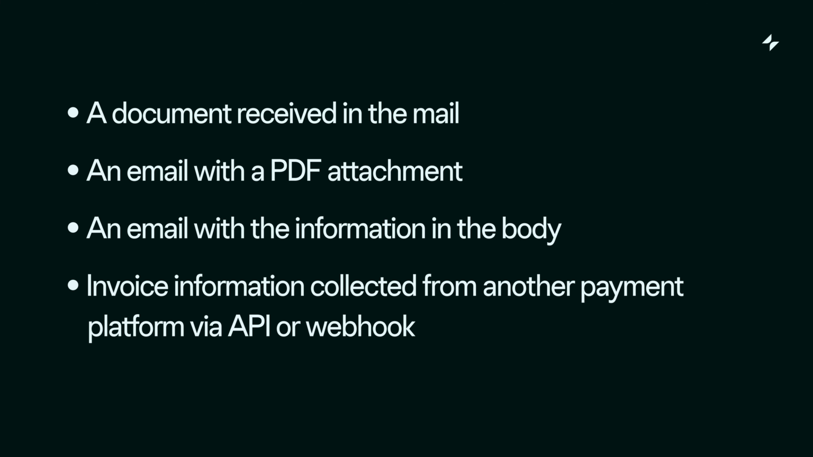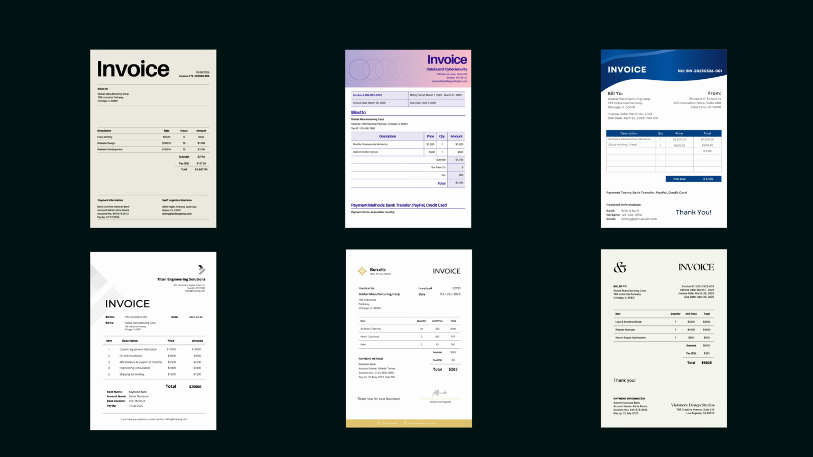Let's consider invoices. Invoices come in a variety of formats. They could be a document you get in the mail, an email with a PDF attached, an email with the information in the body, or you could collect invoice information from another platform via an API or a webhook. Additionally, even though these are all invoices, they're likely to contain different information.